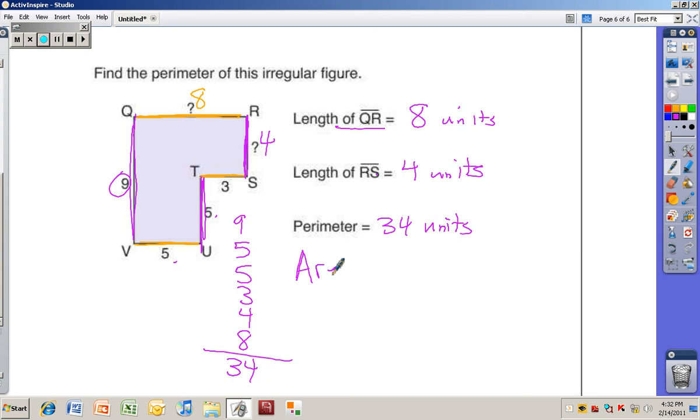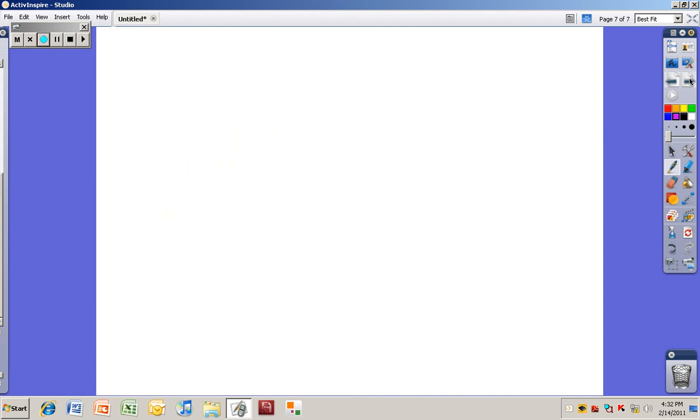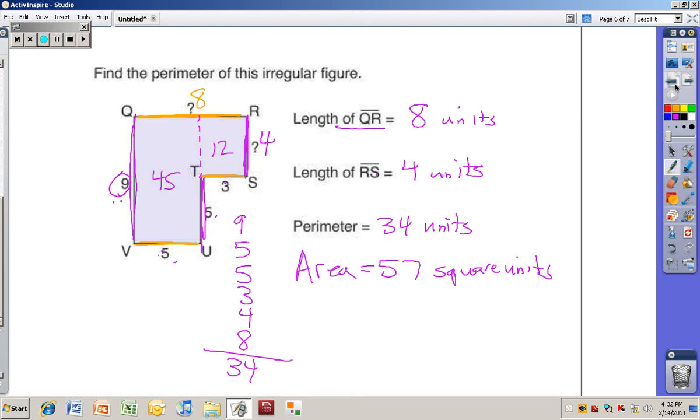And then on area, we had it split this way right here. The area of this is 5 and 9, that's 45, because 5 times 9 is 45, 3 times 4 is 12, 45 plus 12 is 57. 57 square units. Okay, if that one was hard for you, don't worry, you're going to have more chances, but hopefully you're getting the idea there.